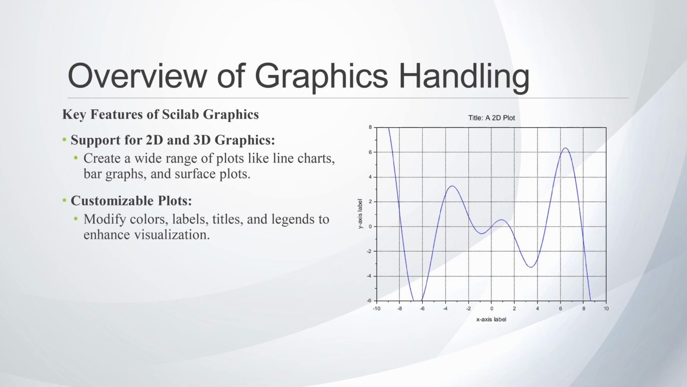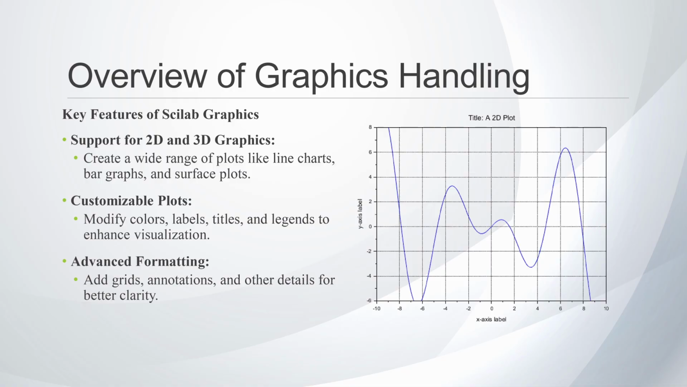These plots are highly customizable. We can change colors, add titles, labels, and legends to make the visuals more informative. For advanced formatting, Scilab provides options to include grids, annotations, and other details to make our visualizations clear and professional. Here's an example of a 3D surface plot showcasing how Scilab simplifies complex data.